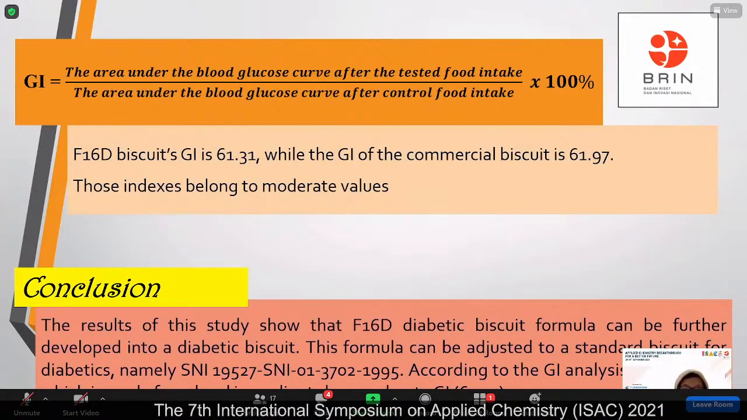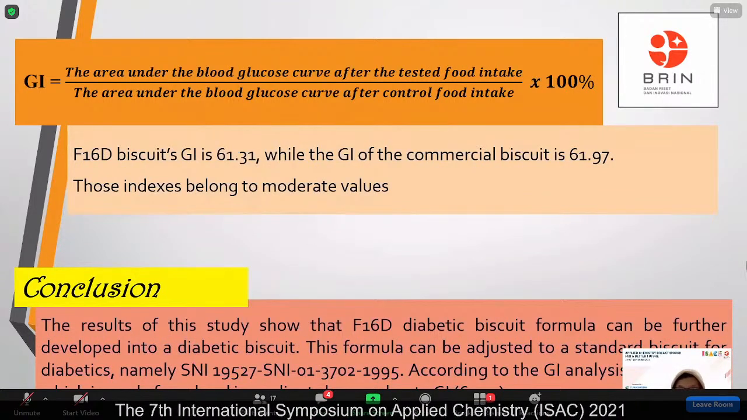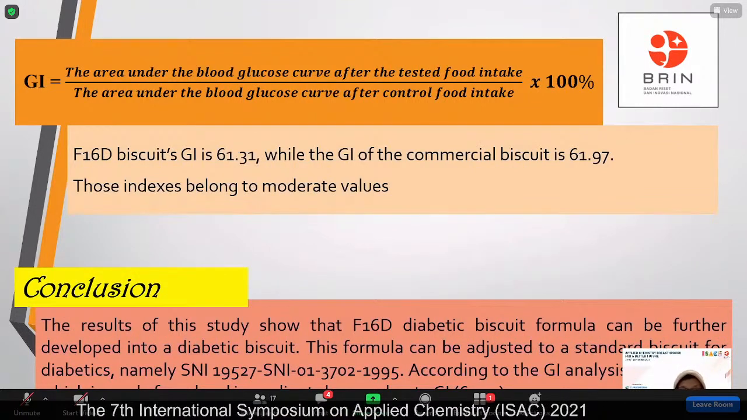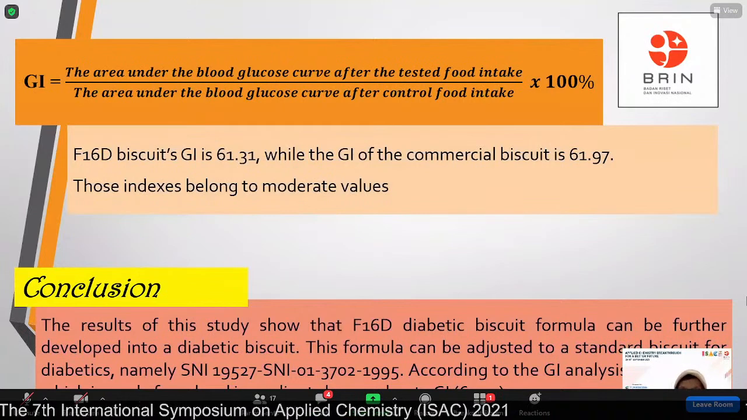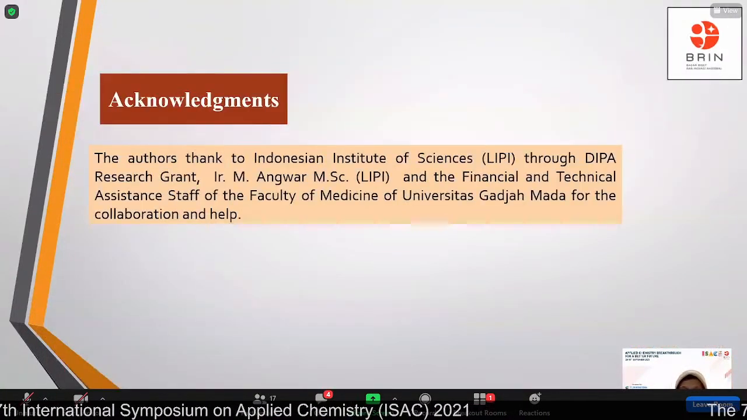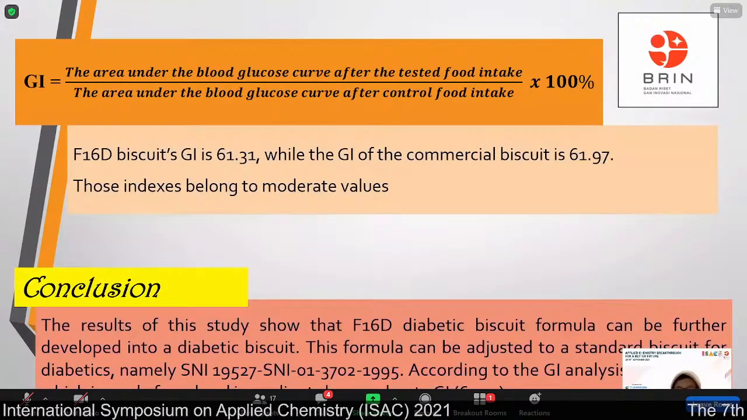The conclusion of the study is that the F16D diabetic biscuit formula can be further developed into a diabetic biscuit. This formula can be adjusted to a standard biscuit for diabetic patients, and according to the GI analysis, the biscuit, which is made from local ingredients, has a moderate GI.